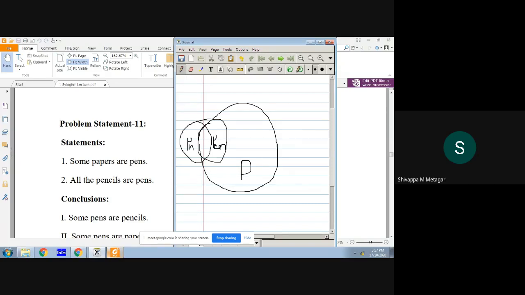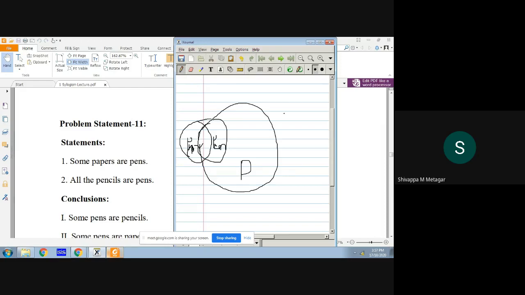All the paper, this is a paper. Then this is a pen, this is a pencil. Okay, what is the conclusion here? Some pens are pencils. Some pens are pencils. This is the pen part, this is the pencil part.